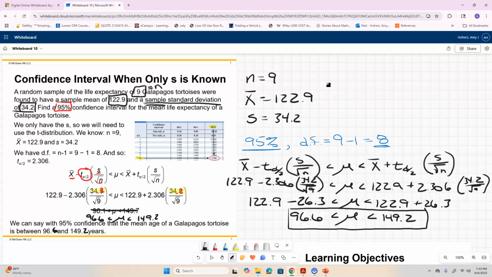Now you notice that's a pretty wide gap between 96 years and 149 years. It's, well, it's over 50 years. And so you say, well, is that useful? Yes, it's as useful as we can get for this situation. We only had a sample size of 9. That's a really small sample size.